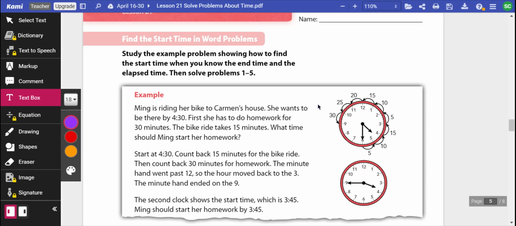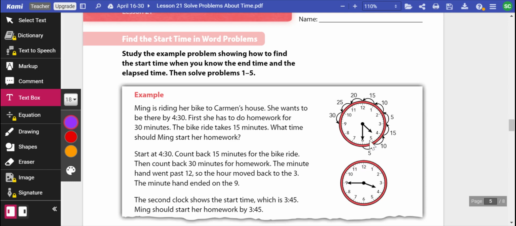So Mia is riding her bike to Carmen's house. She wants to be there by 4:30, so that's your end time. First, she has to do homework for 30 minutes, and the bike ride takes 15 minutes. So we put those two together, and that's how much time elapsed. So what time should she start her homework?